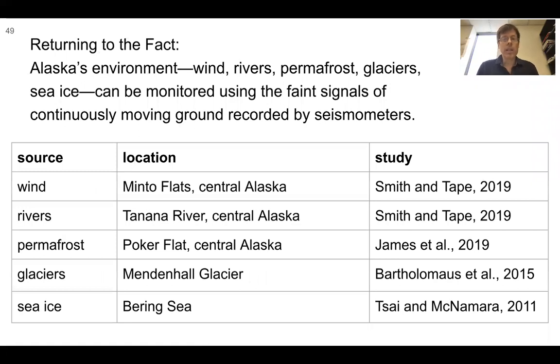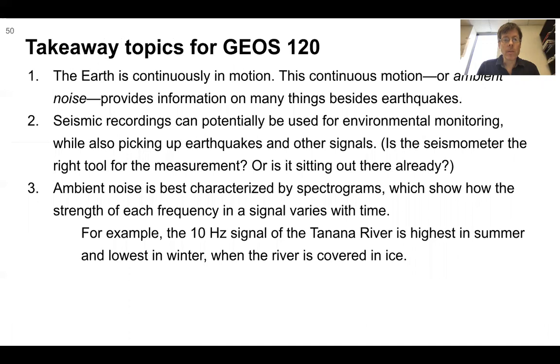So returning to the science fact about wind, rivers, permafrost, glaciers, sea ice, just a summary table to say, here were the conditions we were looking at in these examples. Here's the locations of each one. And then this is showing the study that we were mentioning. So 5 examples just showing how the exotic conditions in Alaska, coupled with some seismometers in key places, we can get a better idea of how things are changing on local time scales and even longer ones.